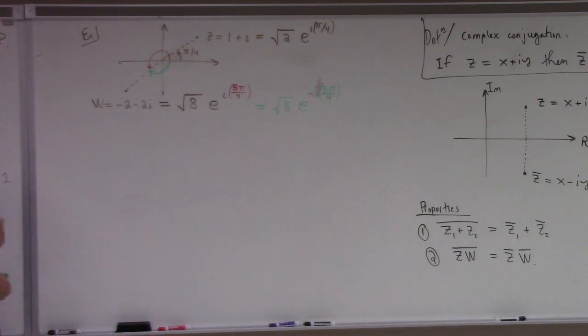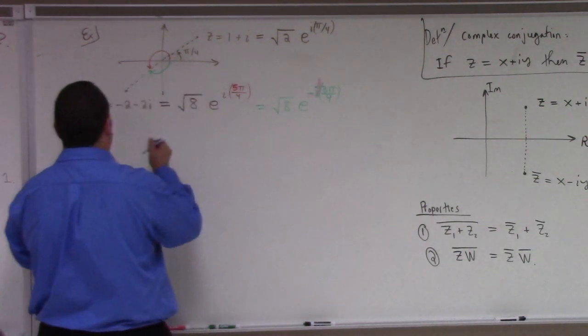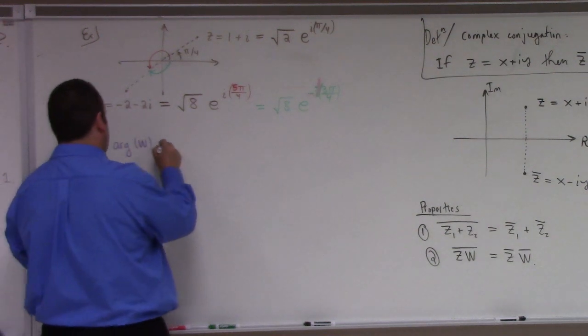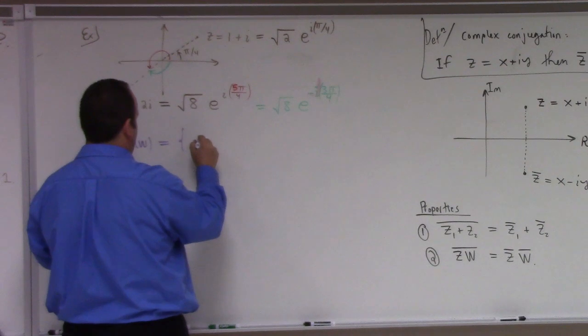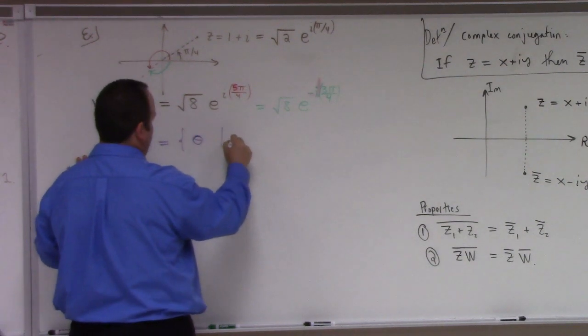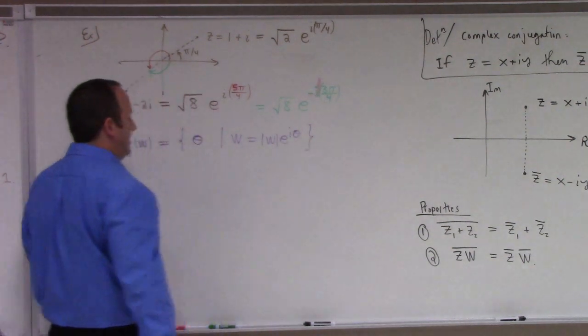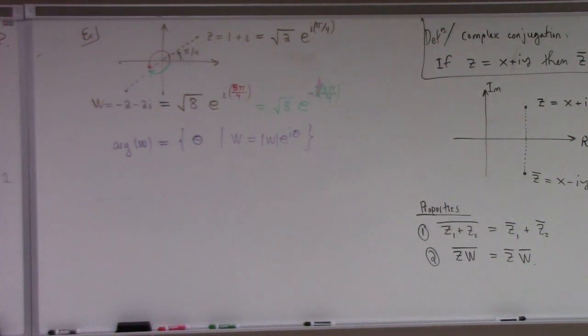All right? So the argument of w is equal to theta such that w is equal to the modulus of w times e to the i theta. In other words, the argument of w is the set of all possible standard angles for w. This is kind of a drag, right? I mean, it's a set of values. But this is the geometric ambiguity of polar coordinates, right? We have to face it.